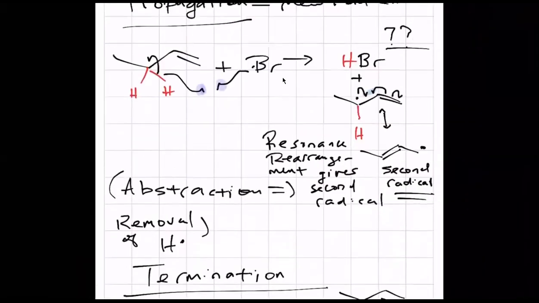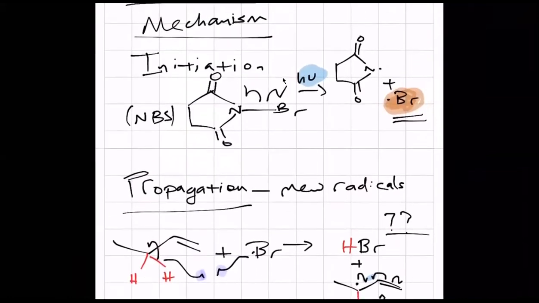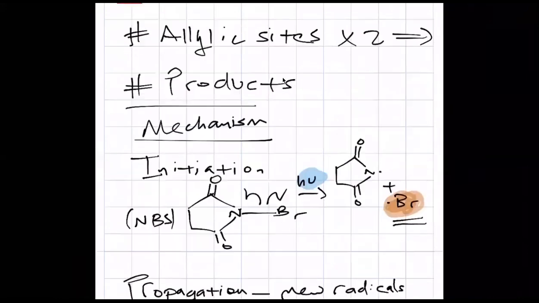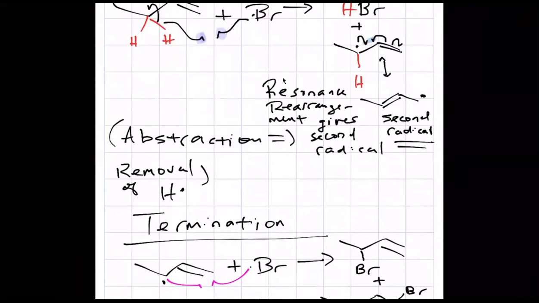So we went through allylic bromination: you need an allylic substrate, and it's a radical mechanism. So we went through an initiation step, a propagation step, and a termination step. All right. Let me switch over to something different.